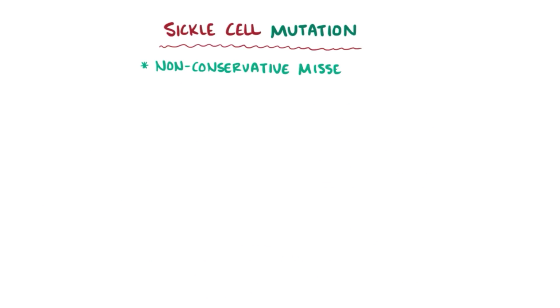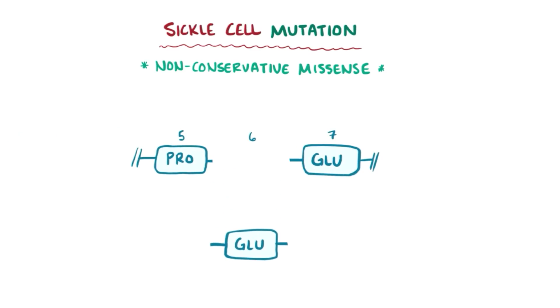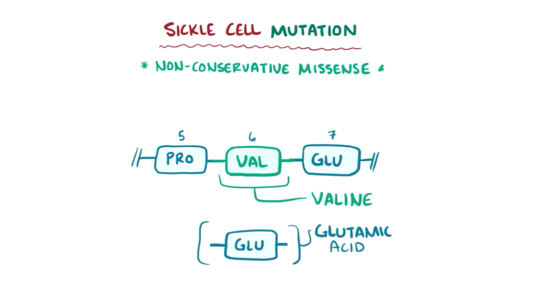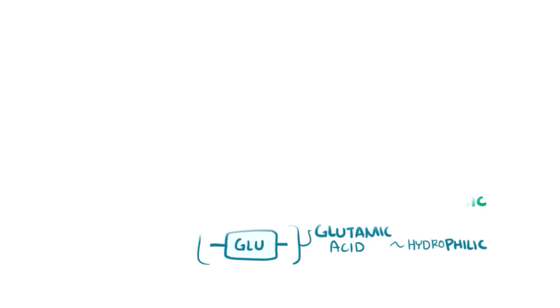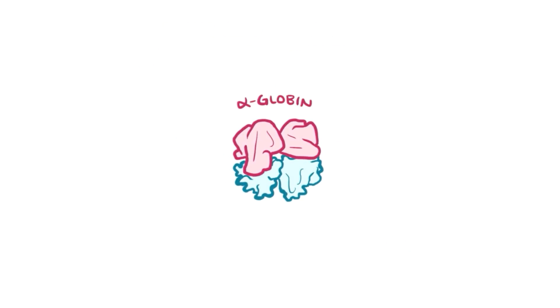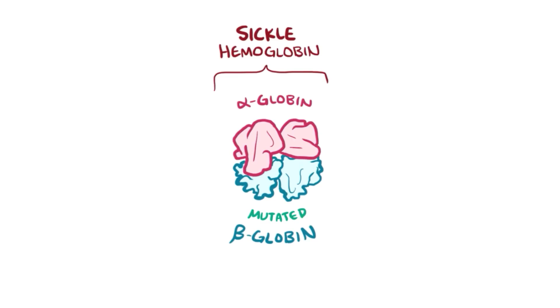Almost always, the sickle cell mutation is a non-conservative missense mutation that happens in the 6th amino acid of beta globin, being a valine instead of glutamic acid. A non-conservative substitution means that the new amino acid, or valine, which is hydrophobic, has different properties than the one it replaced, glutamic acid, which was hydrophilic. A hemoglobin tetramer with 2 alpha globin and 2 mutated beta globin proteins is called sickle hemoglobin, or HbS.